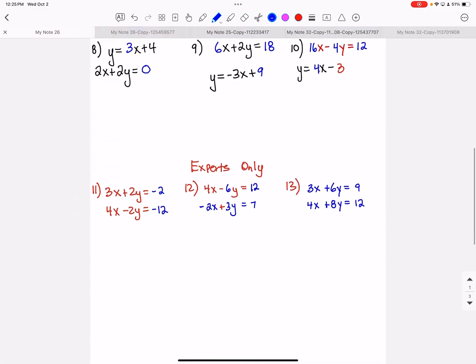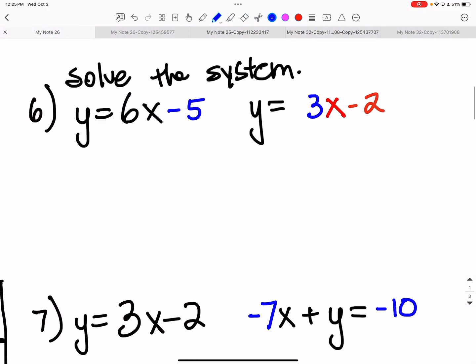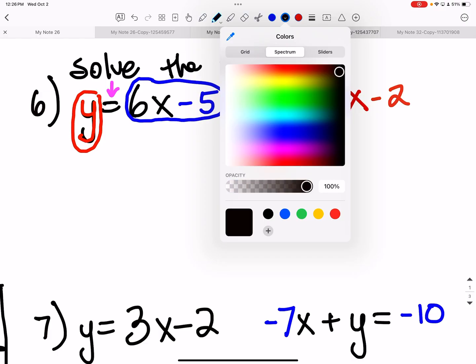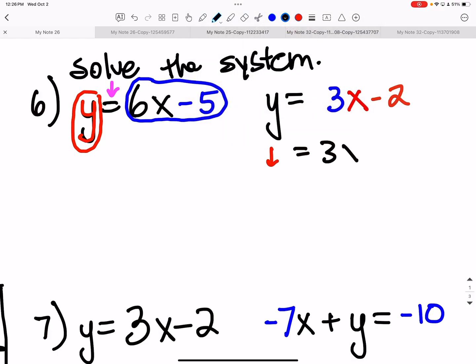Number 6. Let's see, number 6. This is like the word hi and hello. Here's the word hi. Even though it doesn't look like hello, they mean the same thing. And I can tell they mean the same thing because of this equal sign. So over here I have a sentence where, like, hi equals 3x minus 2.